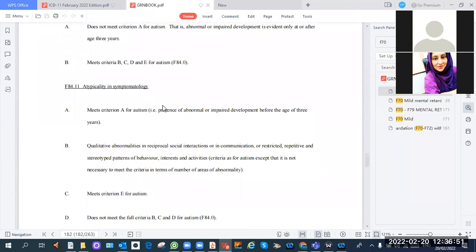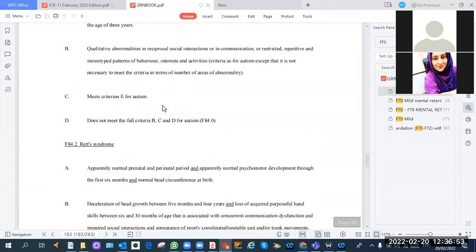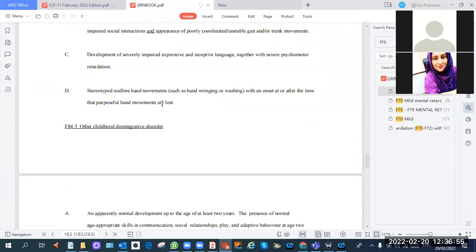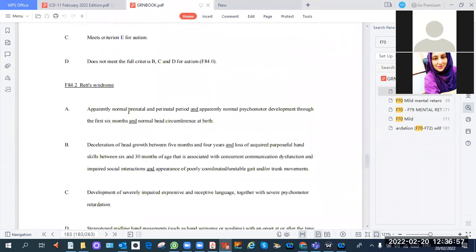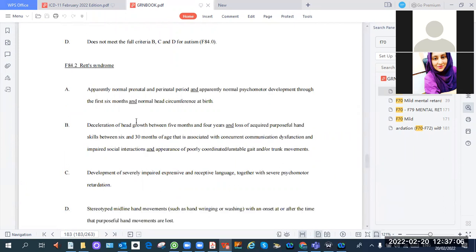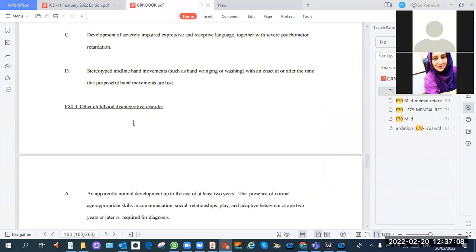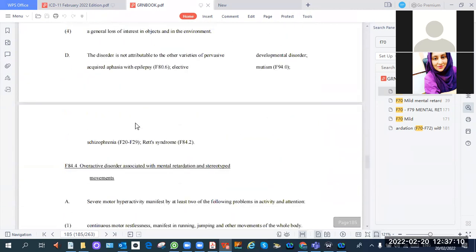F84.1 is again atypical, and then they are talking about the cause, which is not something to be said in the diagnosis for a single cause and excluding all the other causes. So they have corrected that in the ICD-11.